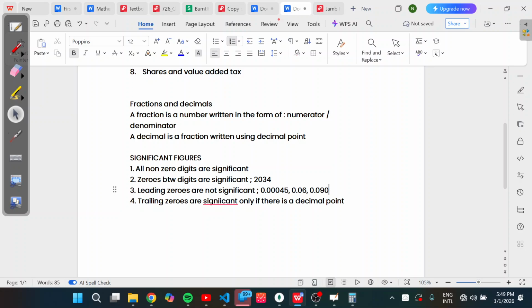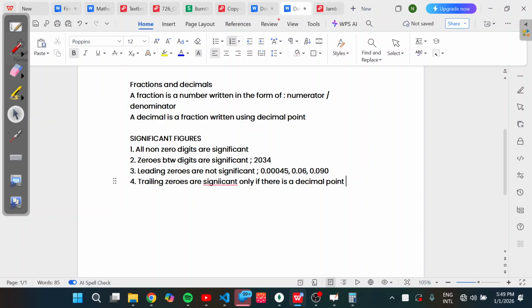Now let's take a look at another one, 0.090. Which zeros don't count? These two zeros. But 9 and this 0 at the back, these two are significant. But these other two are not considered to be significant. So I hope that one is clear.